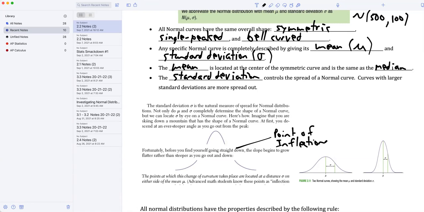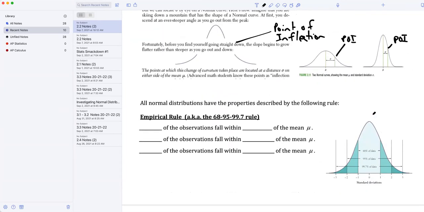Opens down, opens up. The point at which it changes concavity is called a point of inflection. And that is where sigma is located in the normal distribution. So there's a point of inflection there and a point of inflection there. That's where the first standard deviation sigma is located. All normal distributions have this property.